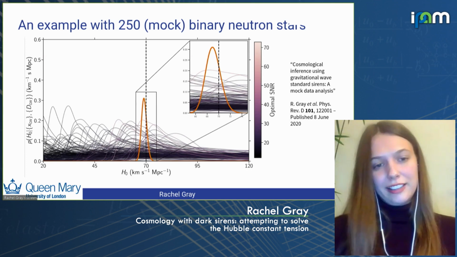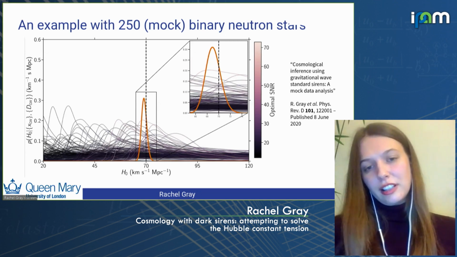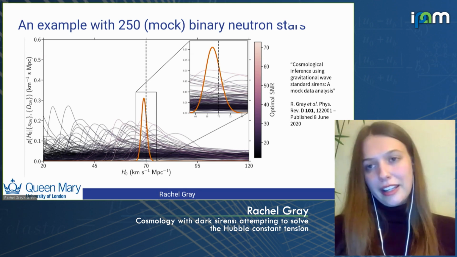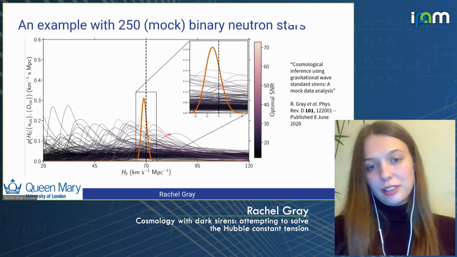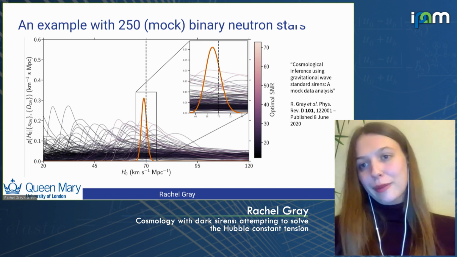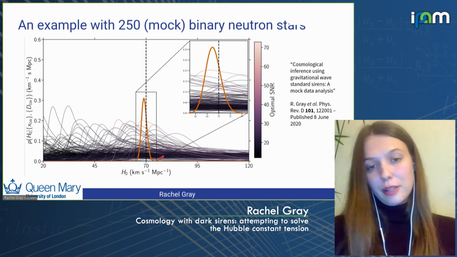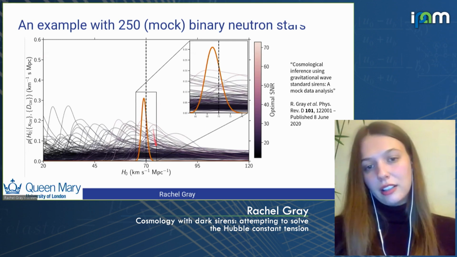And the thing to note is that the majority of your individual events don't actually peak at the true value of the Hubble constant. This isn't particularly surprising because there are many galaxies within the sky localizations of some of these events, and the luminosity distance posteriors for each of these events, the true luminosity distance doesn't necessarily align with the peak of the posterior. And so you end up getting quite a spread here, but the important thing is that when you combine all of these gravitational waves together, what you end up with is something that is actually quite constraining on the Hubble constant.